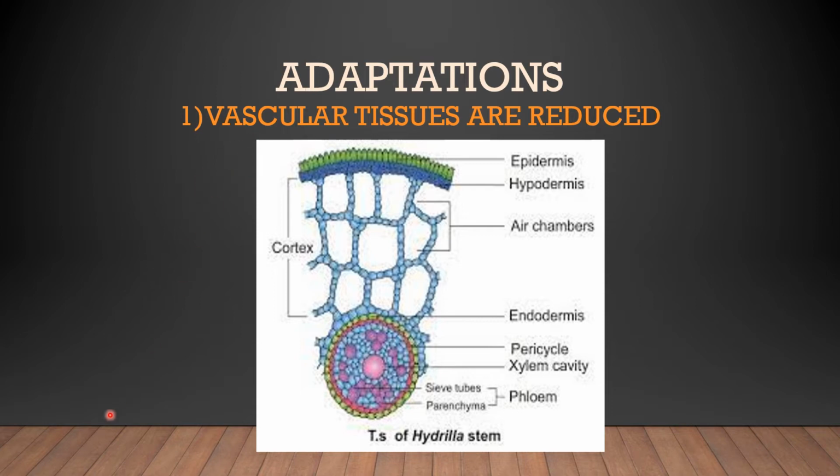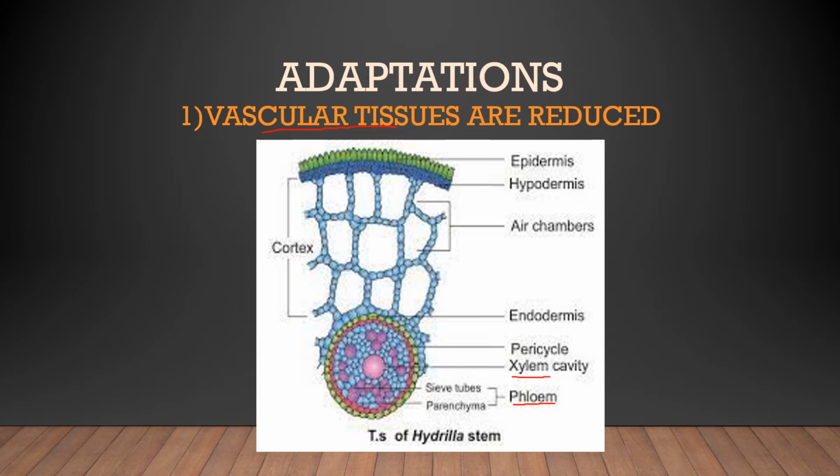The first adaptation is that the vascular tissues are reduced. The first thing you have to understand is what vascular tissues are. The vascular tissues in plants are mainly xylem and phloem. The xylem has the function of transport of water in the plant, and the phloem, as you know, has the function of transport of food in the plant from the upper part or the leaves towards the roots.